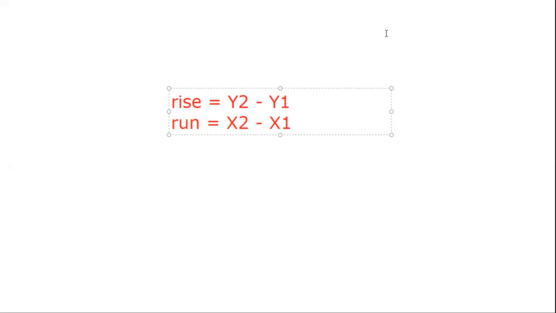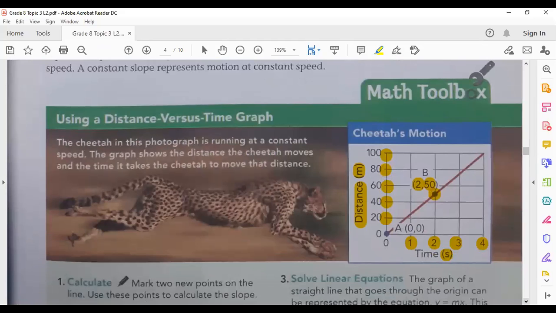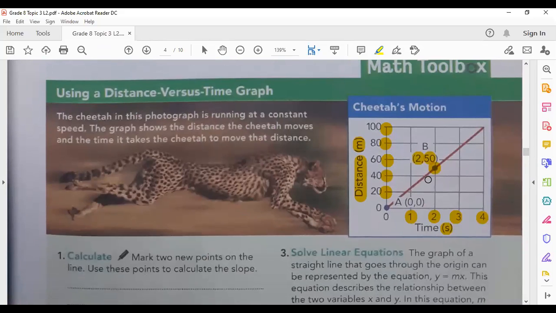Let's go back to the graph. Here, how can we calculate the slope in this example? First, for the rise, we must choose 2 points on the vertical line. I want to choose, for example, 100 and 50. Y2 is 100 and y1 is 50.